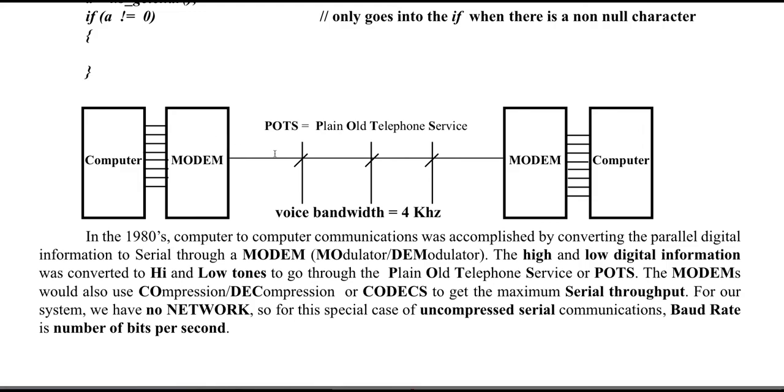So when you're looking at a network, the term baud rate is going to be different going through a network than it is going computer to computer without a modem and without any kind of service like we've got here. In our particular case, we have no network. We're going computer directly to computer, and for that specific case, only for uncompressed data flow, baud is the number of bits per second.